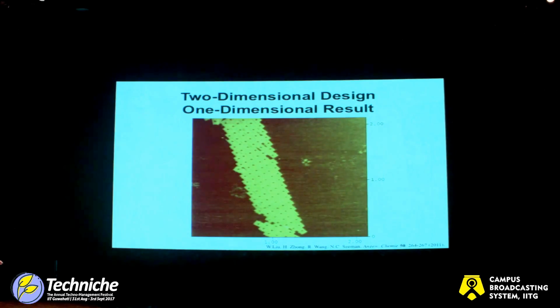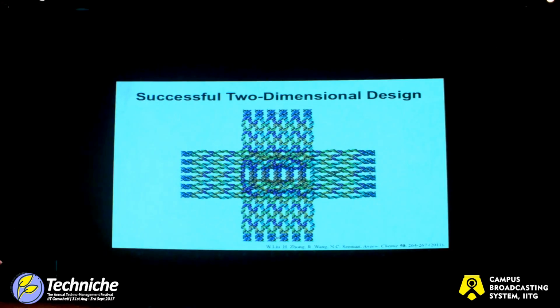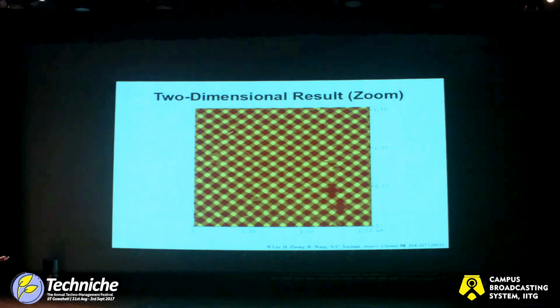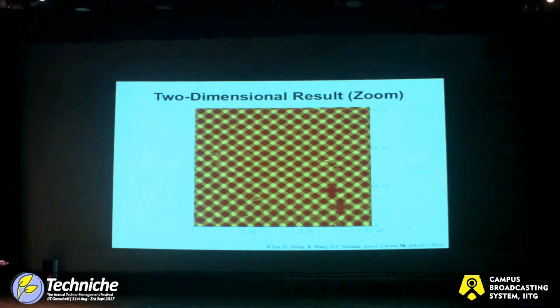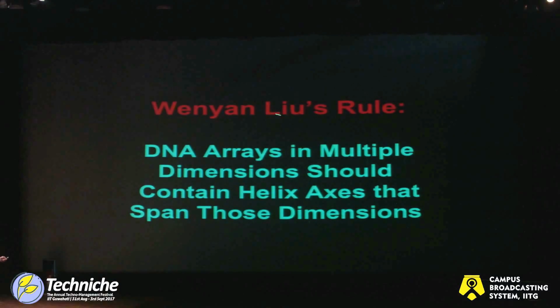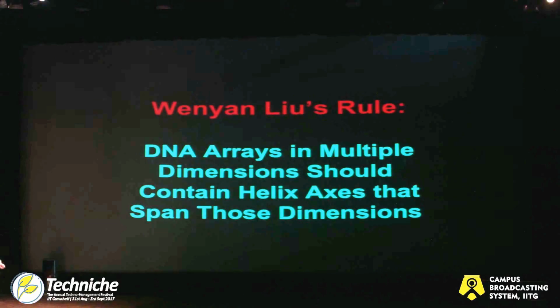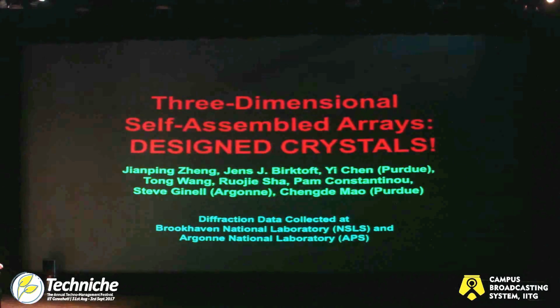And what Wenyan Yu recognized was that the helix axes are all pointing this way. And he said, well, why don't I just make something where the helix axes are pointing both ways? So he designed an origami that did that, and it looks like this. And then he made this 2D array, and you can see it's authentically 2D without any problem. And that leads us to what we call Wenyan Yu's rule, which is that DNA arrays in multiple dimensions should contain helix axes that span those dimensions, that point somehow in the directions of those dimensions.